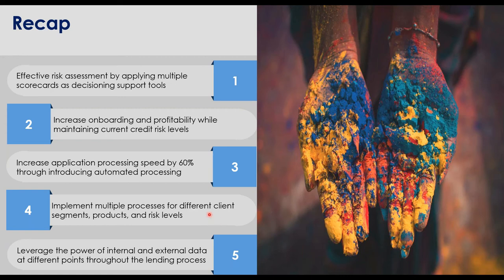Implement multiple processes for different client segments, products, and risk levels. This is easy once you do 1, 2, 3, because they're modular. All you need to do is replicate that for multiple products or multiple segments. So start with one segment, maybe, because it is much more definable and much more clear what you need to do. Test it out. Once you see success, then roll it out to the other products.